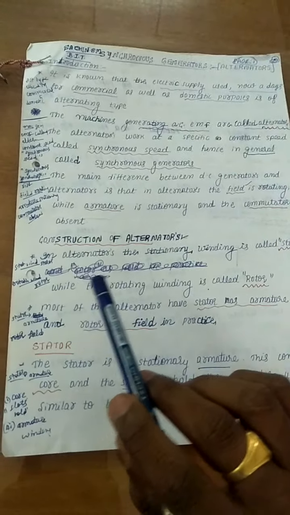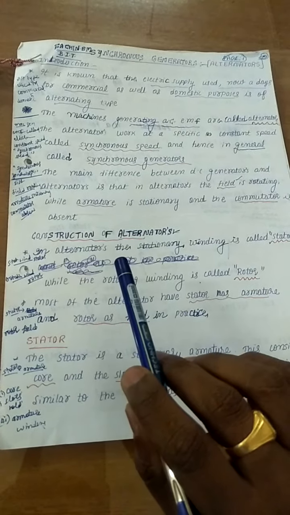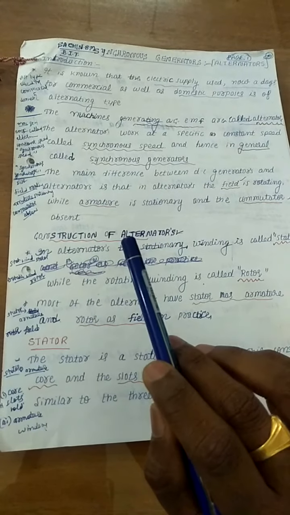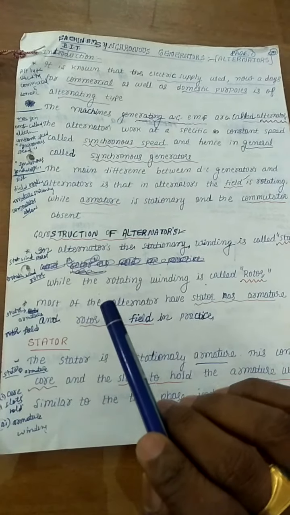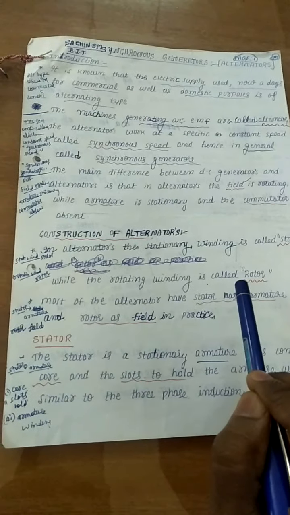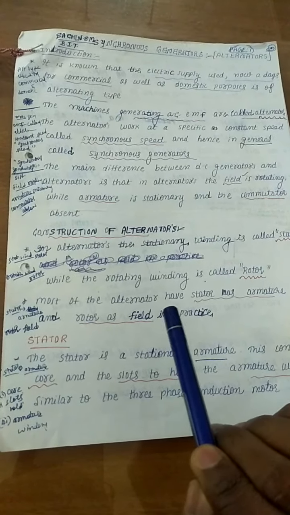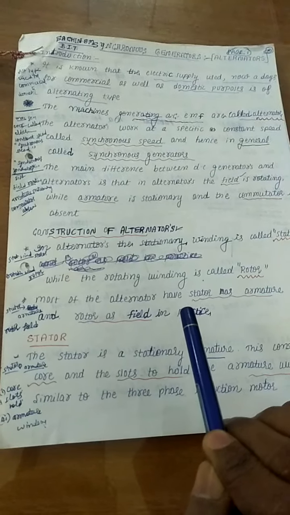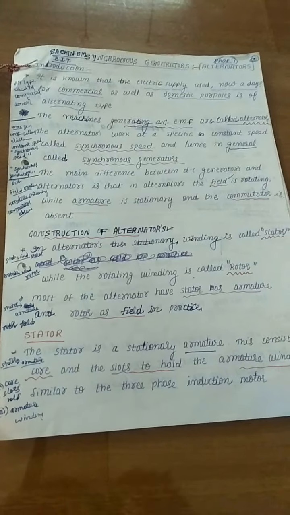Next, construction of alternators. If we come to the construction of alternators, the stationary winding in an alternator we call the stator, and the rotating winding in an alternator we call the rotor. Most of the alternators have the stator as armature and the rotor as field. So now we will discuss stators and rotors.